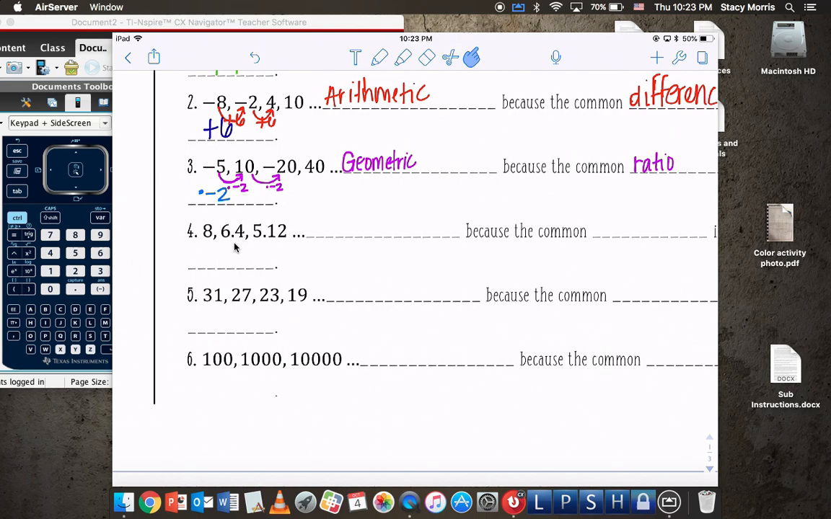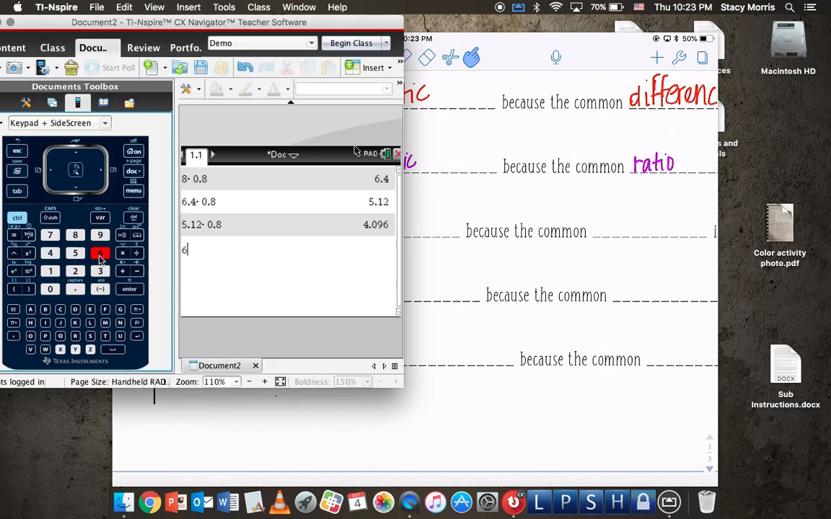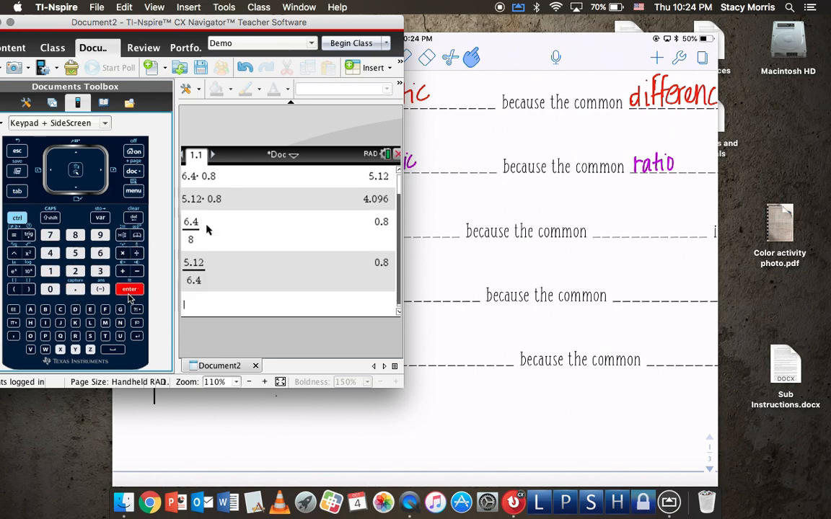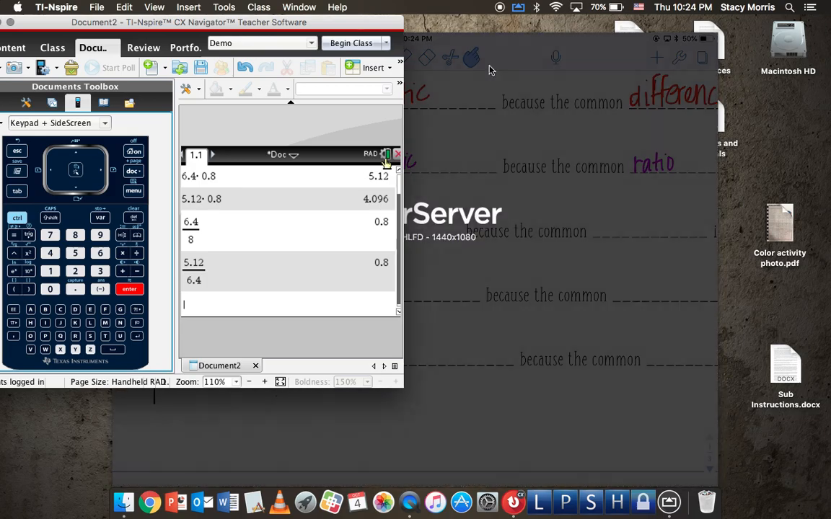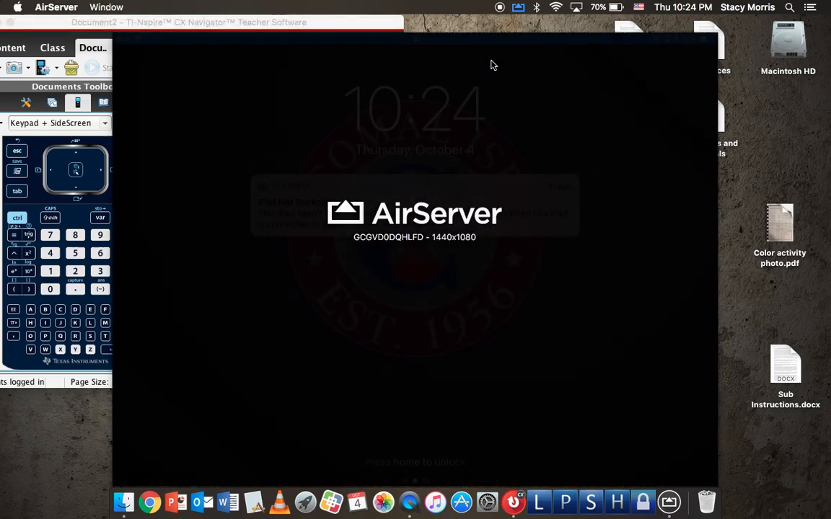So if you did 6.4 divided by 8, you get 0.8. So that tells you what you had to multiply by to get the 6.4. And then same thing if you did 5.12 divided by 6.4, that would also tell you 0.8. So that tells you that your common ratio would be 0.8.